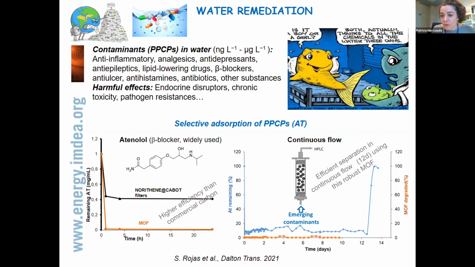Going one step further, we have packaged the MOF into columns, and we have performed the breakthrough curves using continuous flows compatible with wastewater treatment plants. The MOF column efficiently removes the atenolol in continuous flow for up to 12 days while remaining stable, acting as a highly efficient and promising absorbent.